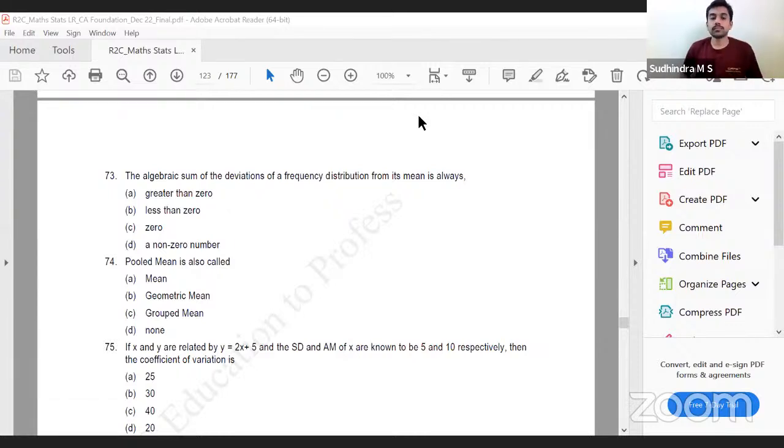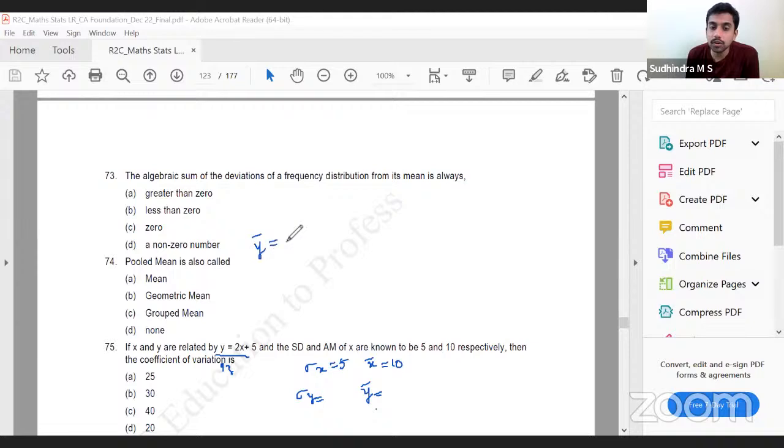Yes, 40 is the correct answer. Now, they have given us y is equal to 2x plus 5. They have given us standard deviation of x as 5, arithmetic mean of x as 10. They are asking coefficient of variation of y. So I want standard deviation of y and arithmetic mean of y. How do I calculate them?